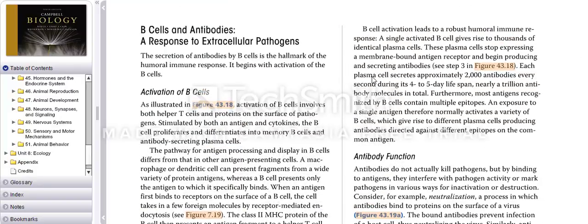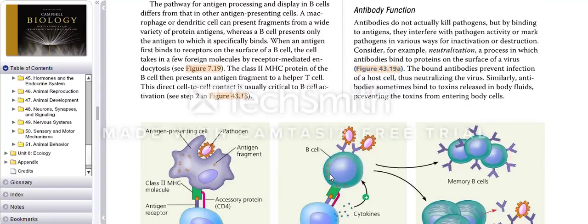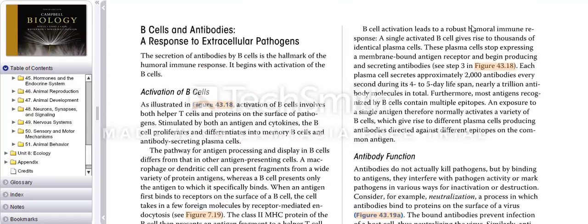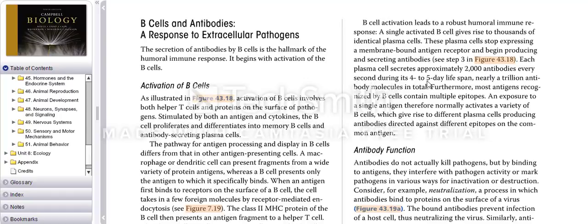secrete approximately 2,000 antibodies every second during the 4 to 5 days that they are used. I skipped over that a single activated B cell can clone to give thousands of plasma cells. So a single activated B cell produces 1,000 plasma cells, which produce 2,000 antibodies every second. So each plasma cell produces nearly 1 trillion antibodies in total.